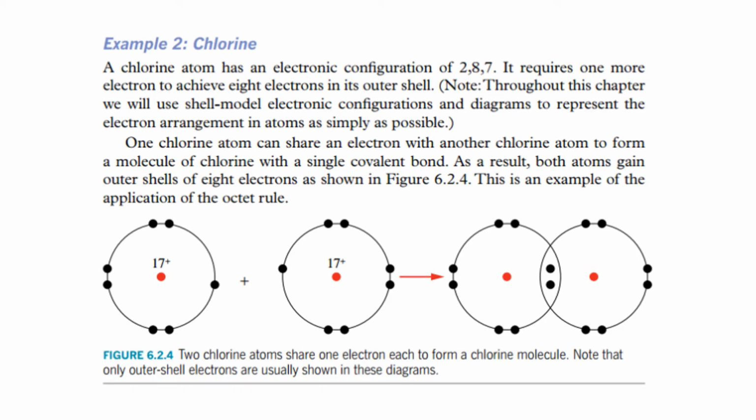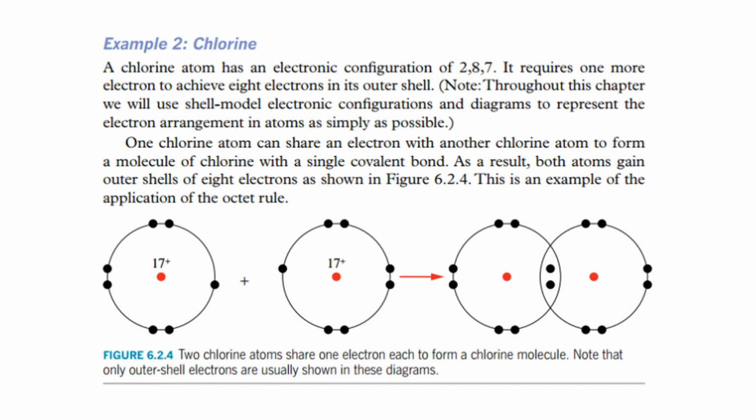Alright, so this is on chlorine. It says a chlorine atom has an electronic configuration 2,8,7. This is based on the Bohr model. Once again, when we talk about the Schrödinger model, it will be 1s2, 2s2, 2p6, 3s2, 3p5. So it means that it has a total number of 7 valence electrons. It needs to have 1 more for it to be stable. Alright, so 7 valence electrons because it's in group 17. It needs 1 more electron for it to become stable.